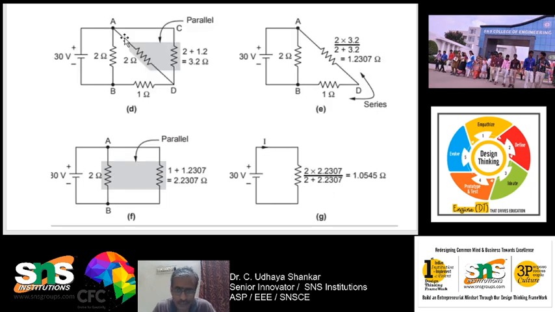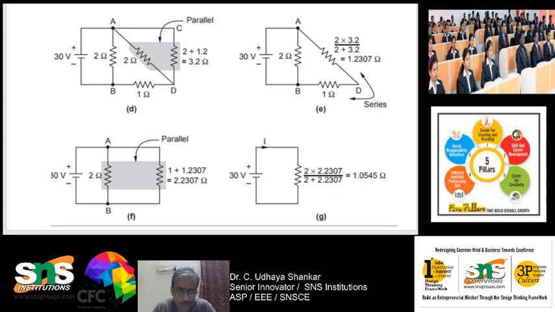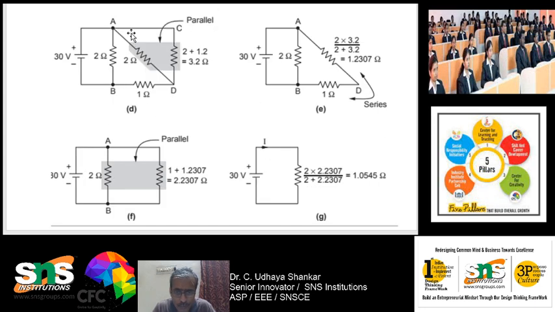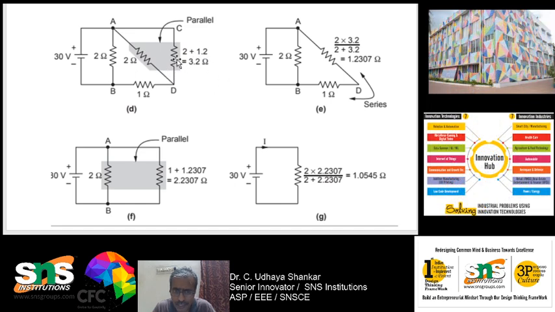So when I add these two, 2 plus 1.2, here it is 2 ohms and here it is 1.2 ohm. So 2 plus 1.2 ohm will be 3.2 ohm. After doing this, you can see that these two are connected in parallel. That is, 3.2 ohm and 2 ohms are connected in parallel.